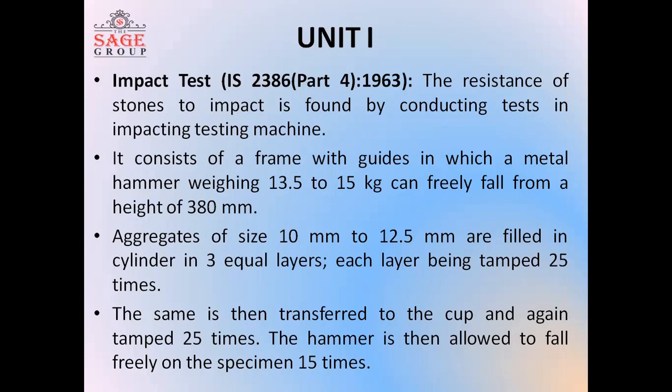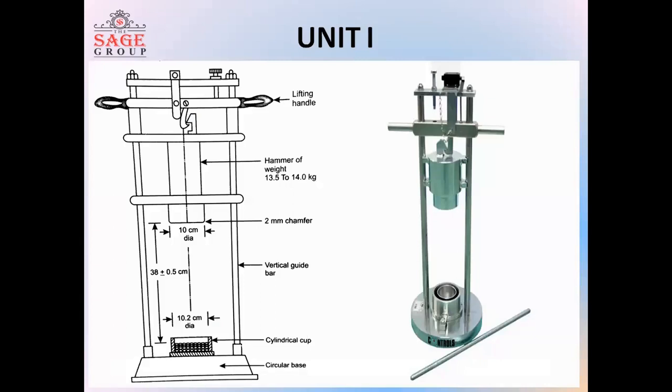That means each layer is filled and tamped. The cylinder is filled in 3 layers. After filling each layer, it is tamped 25 times by the tamping rod, and then it is completely filled. The same is transferred to the cup, and tamping is done 25 times. The hammer is allowed to fall freely on the specimen 15 times.